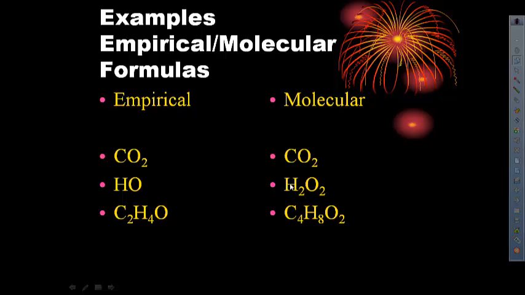Now the next one down, you have H2O2, hydrogen peroxide. And you see they both have a 2 as a subscript. So both of those could be reduced to 1 to 1. So here's the molecular, and the empirical is the lowest whole number ratio. Another example, we have C4H8O2. You see that all of these little subscripts are divisible by 2, so we could reduce them to C2H4O. Okay, so empirical is the lowest whole number ratio, molecular, what you see in nature.